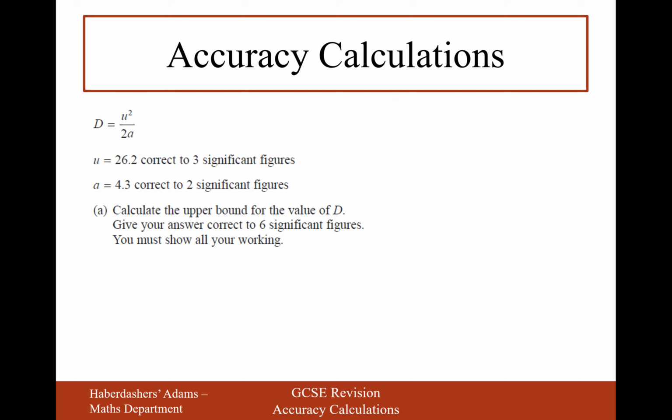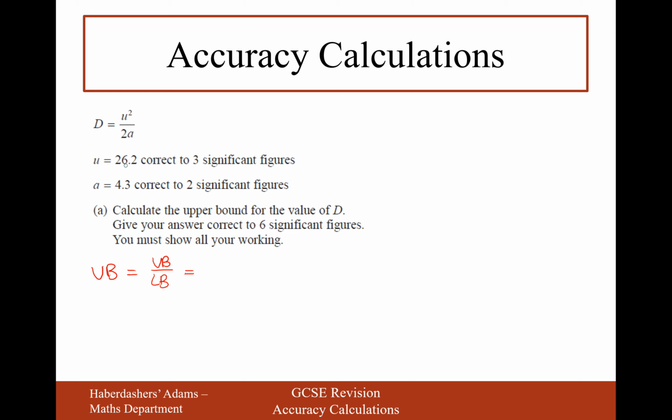Okay, let's move on to the next question. Pause the video and give this one a go. So, in this calculation, we're looking to find the upper bound. So, UB is going to equal, it's a fraction, so we're going to want the upper bound on the top and the lower bound on the bottom.